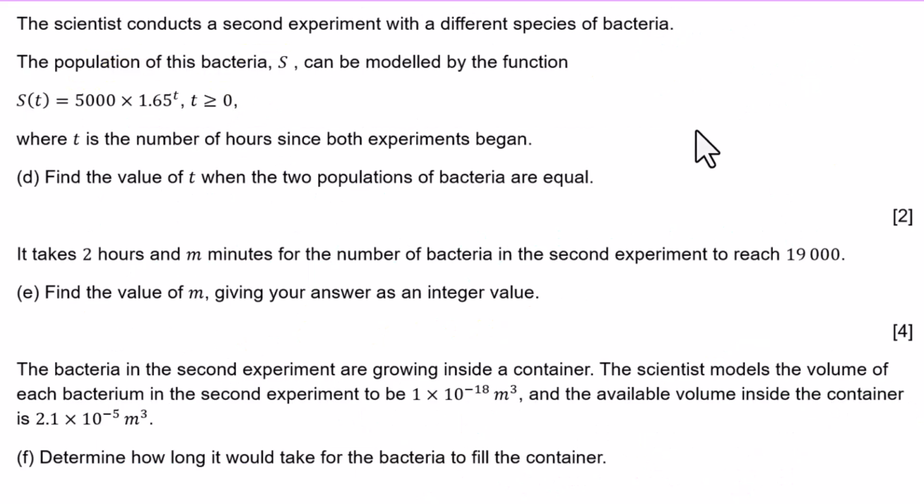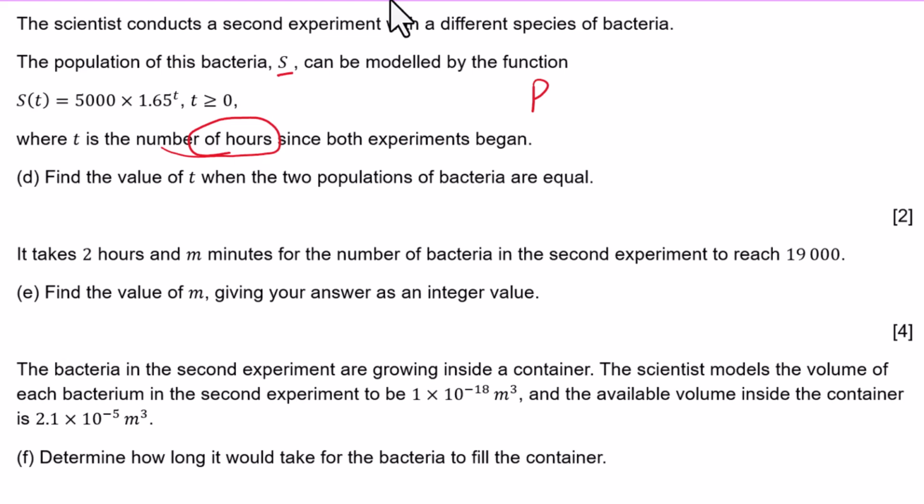The scientist conducts a second experiment with a different species of bacteria. The population of this bacteria S can be modeled by the function S of T equals 5,000 times 1.65 to the tth power, where T is the number of hours since both experiments began. Find the value of T when the two populations of bacteria are equal.